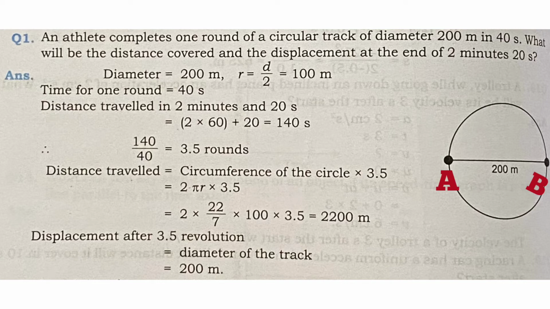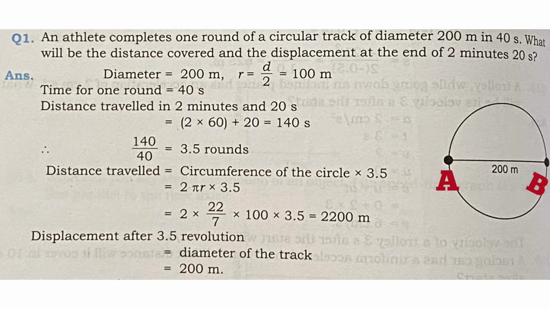Now time for one round is 40 seconds. So number of rounds in 140 seconds will be 140 divided by 40, that is equal to 3.5 rounds. So at the end of 2 minutes and 20 seconds, the athlete will complete 3.5 rounds. Now if an athlete is starting from point A and coming back to point A, he is completing one round, and the length of the path covered by him during one round will be the circumference of the circle, that is equal to 2 pi r.